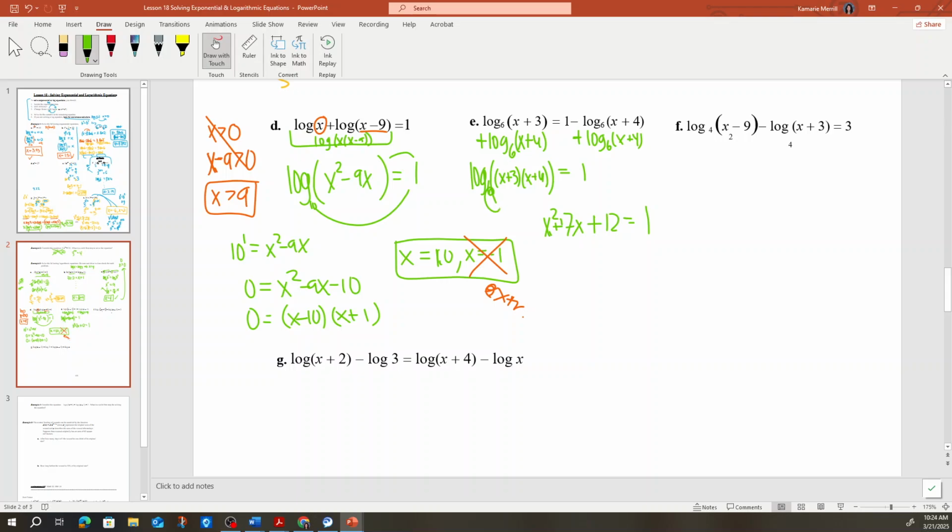Sorry, let's convert. What will be raised to what when I convert? 6 to the first power, right? So we have 6 to the first power will be equal to the stuff inside. And now this is solvable. We can solve this, right? So x squared plus 7x. What is that, a minus 6 now? Nope, plus 6. Plus 6. And then you guys would factor.